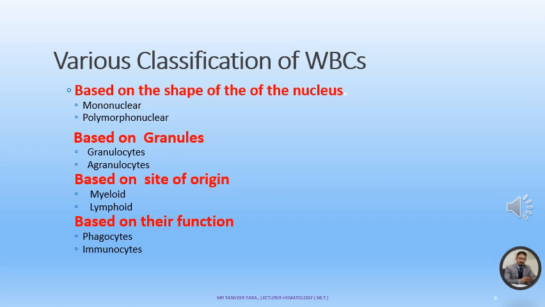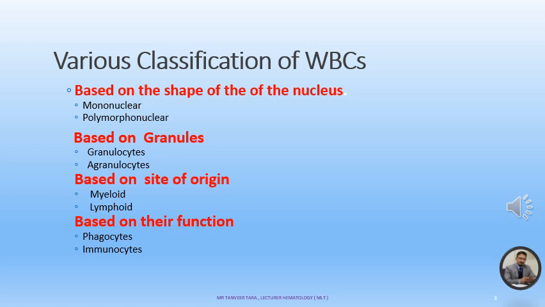important is on the basis of their function. When we classify on the basis of function, white blood cells may be divided into a number of categories. Some white blood cells may be classified as phagocytes, as their major function is to engulf and destroy invading pathogens and neoplastic cells.